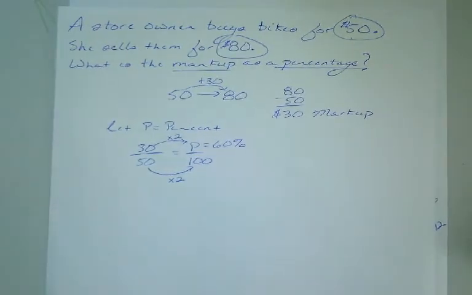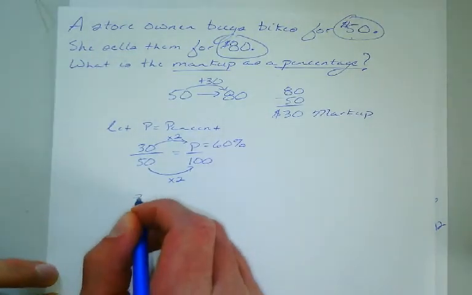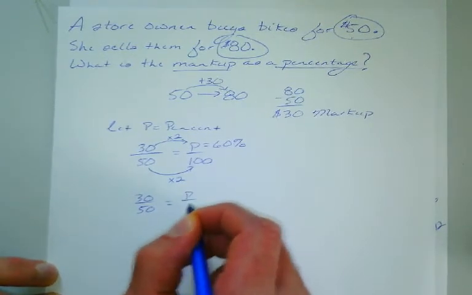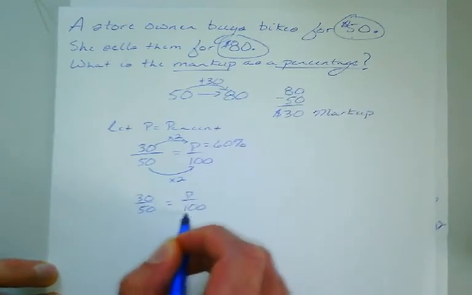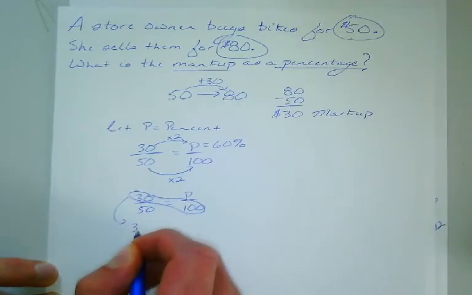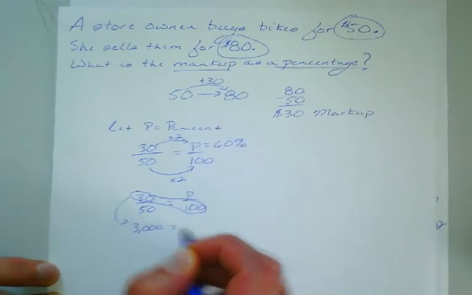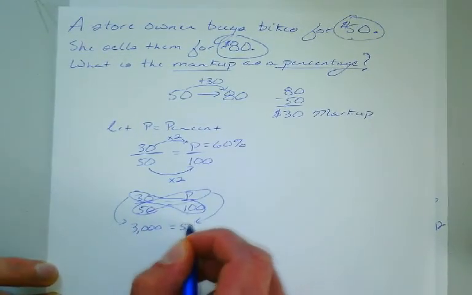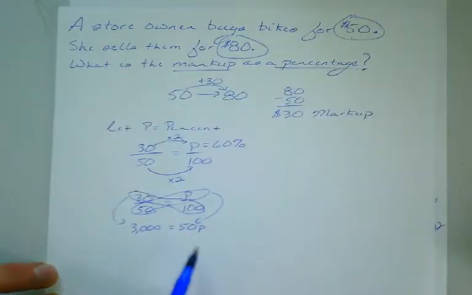Now, they're not always going to be that easy. So let's actually cross multiply this thing. So 30 over 50 equals percent P over 100. We're going to do 30 times 100, which is 3,000, equals 50 times P. That's just 50P. Now we need to get P alone.